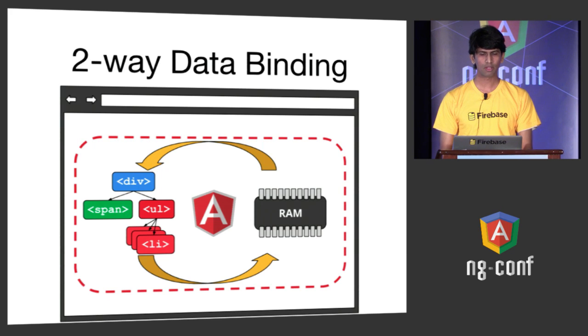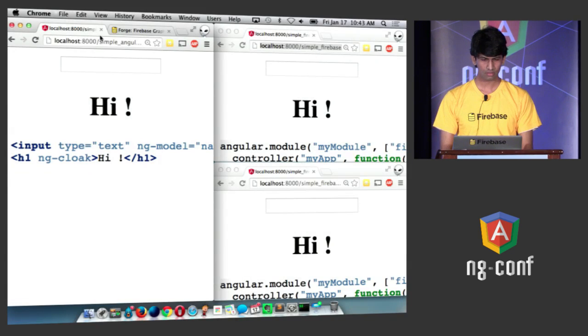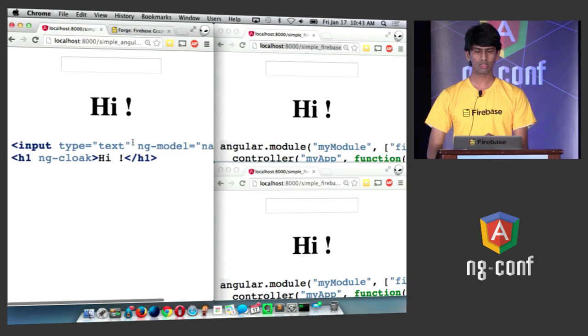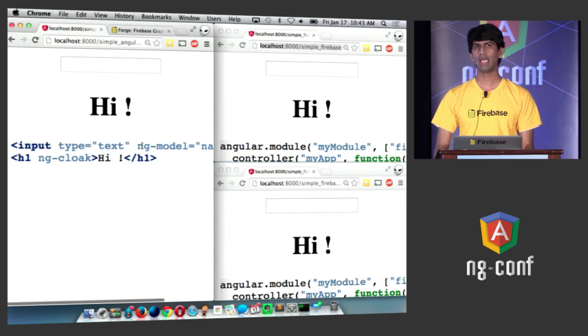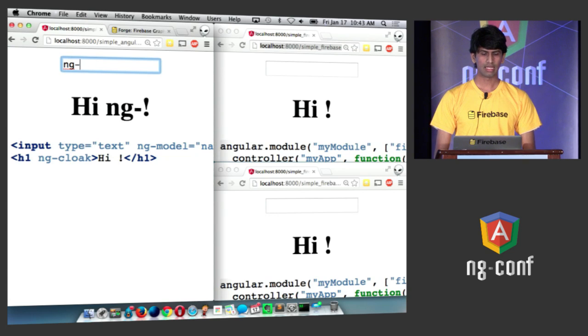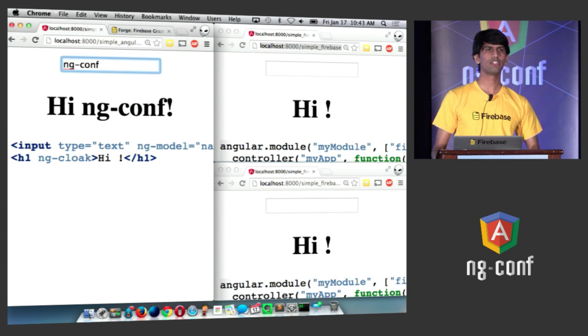So let's take a quick example of how this works. So you all know the canonical example here. We've got an NG model name, and then I'm binding that to H1, right? So I say, hi, NG-Conf. And that changes. Great. This is awesome. One of my favorite features of Angular. A lot of you are using it just for this, right?